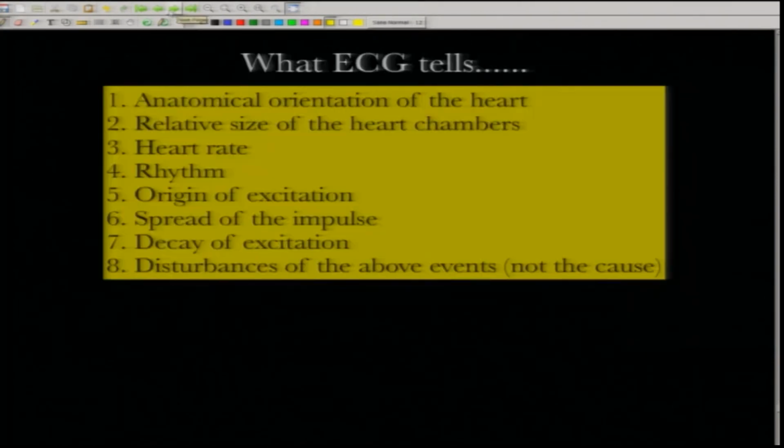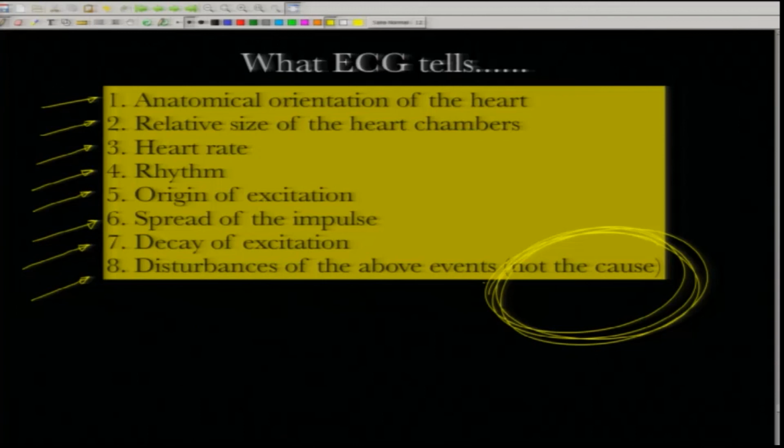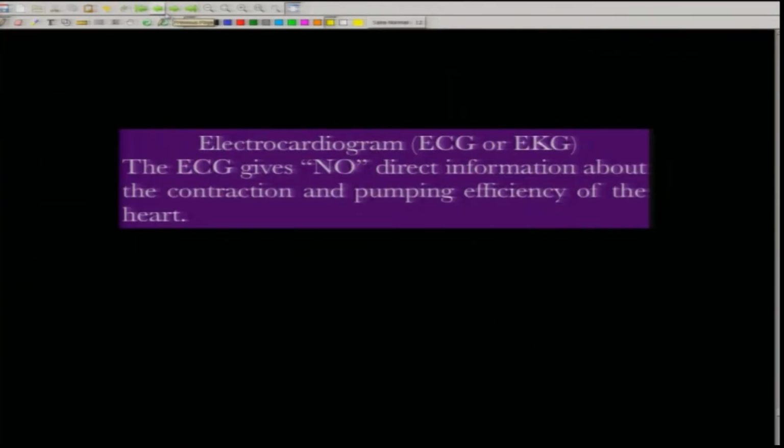Okay. What does the ECG tell? This is very important. The ECG can tell you the anatomical orientation of the heart, the relative size of the heart chambers, the heart rate, the rhythm, the origin of excitation, the spread of the impulse, the decay of the excitation, and the disturbances of the above events, not the cause, not the cause. This is important: the electrocardiogram gives no direct information about the contraction and the pumping efficiency of the heart.